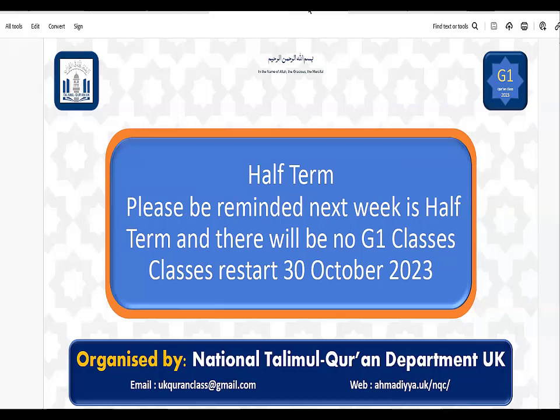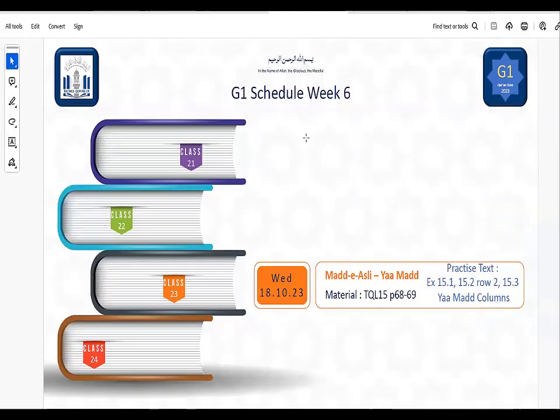Now moving on to today's agenda. So for today's schedule, as it is Wednesday, we will be doing Mad Asli, and for today we will be doing Ya Mad. So for today's material, it has been found from Talimul-Quran 15, lesson 15, pages 68 to 69. The practice text for today is exercise 15.1, 15.2, row 2, 15.3, the Ya mud column.